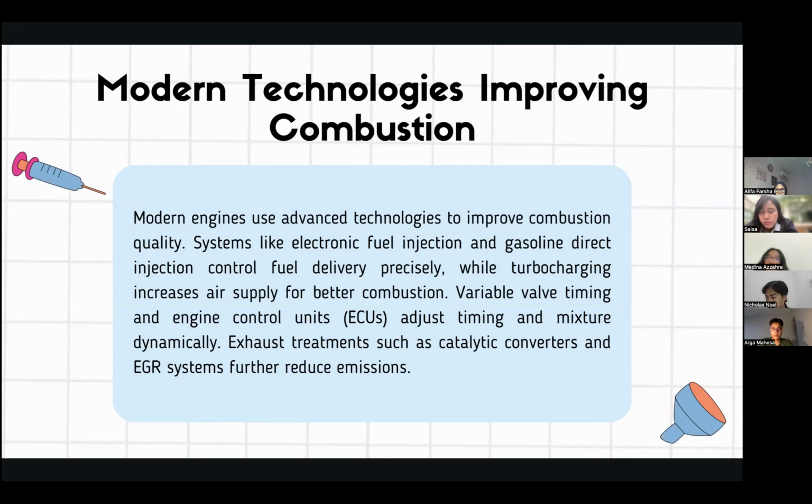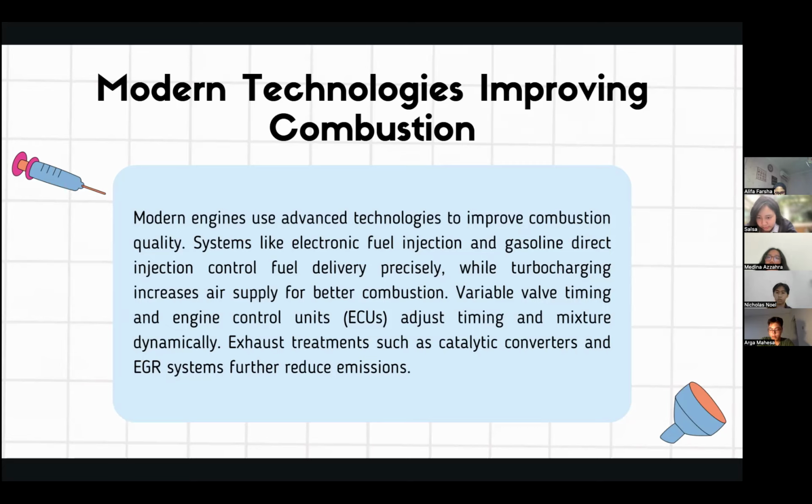Modern engines use advanced technologies to improve combustion quality. Systems like electronic fuel injection and gasoline direct injection precisely control the fuel delivery, while turbocharging increases air supply for better combustion. Variable valve timing and engine control units adjust timing and mixture dynamically. Exhaust treatments such as catalytic converters and EGR systems further reduce emissions.